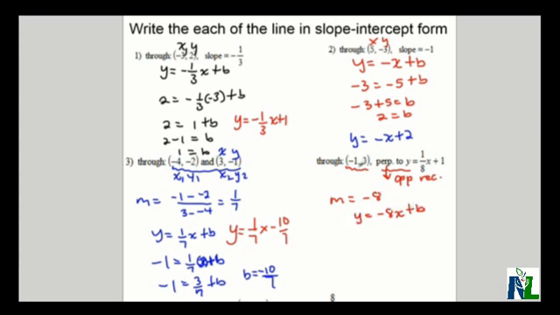We don't have the y-intercept again, and we can substitute this point in for x and y in the equation to solve for b. 3 will equal negative 8 times negative 1 plus b. 3 equals 8 plus b. 3 subtract 8 will equal our y-intercept, and our y-intercept is negative 5. That gives our equation to be y equals negative 8x subtract 5.